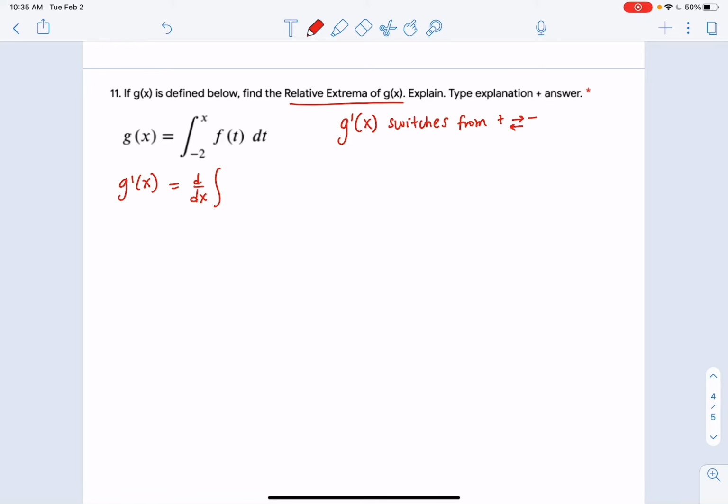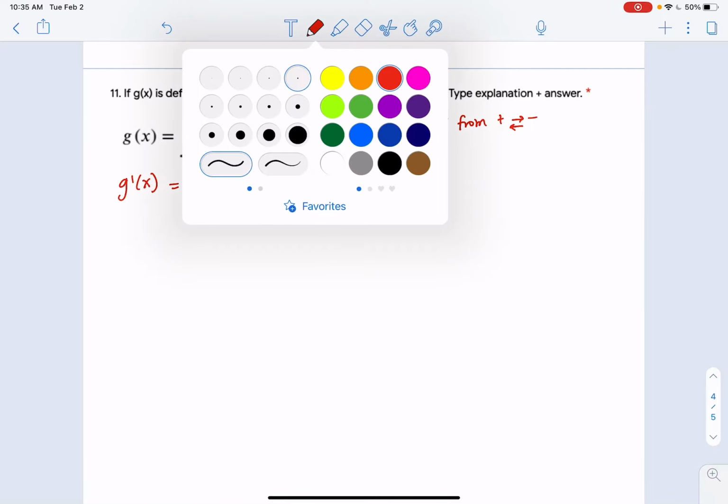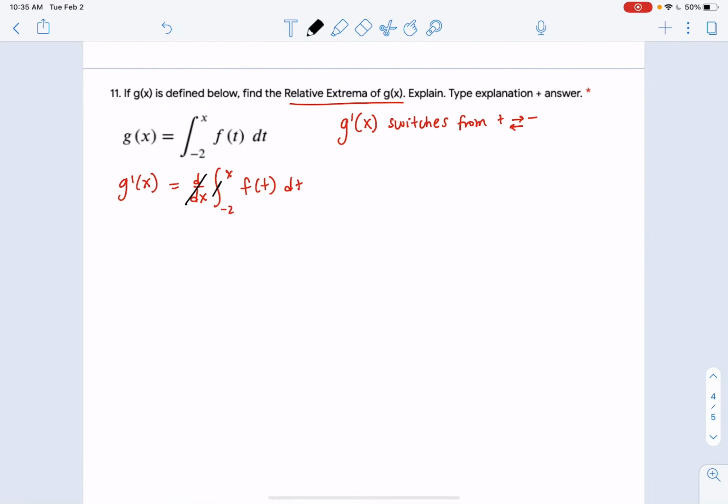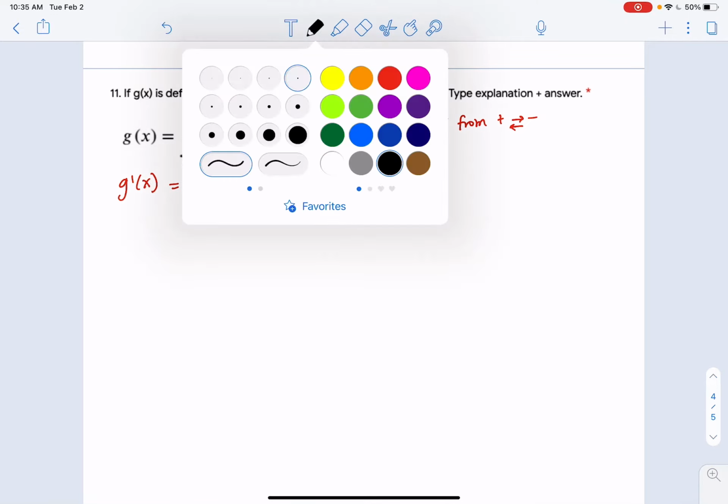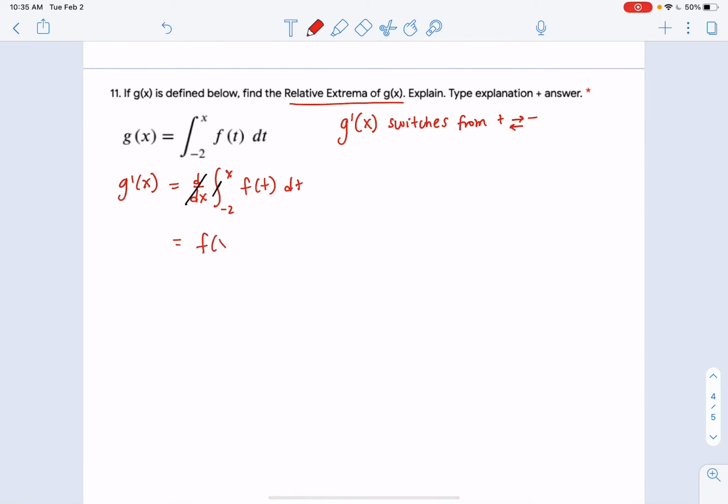I'm taking the derivative on the left to find g dash. That means I'll have to take the derivative on the right. But once again, we're just simply applying FTC II. The derivative of an integral just says to plug in the top times its derivative minus plug in the bottom, but that's a constant, so we get 0. So g prime of x is just f of x in this case.